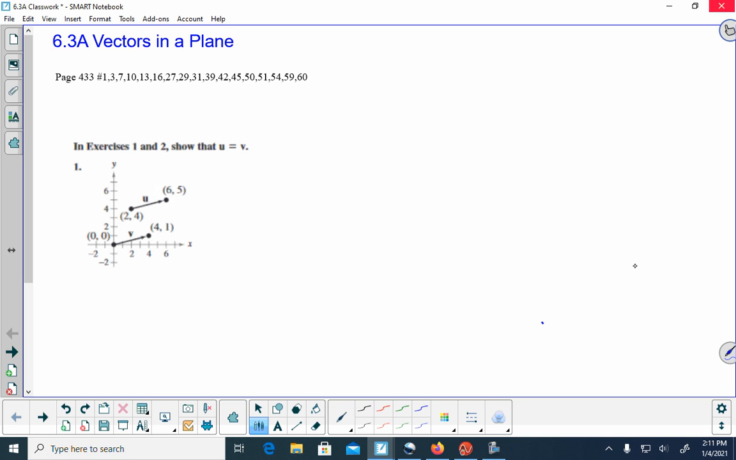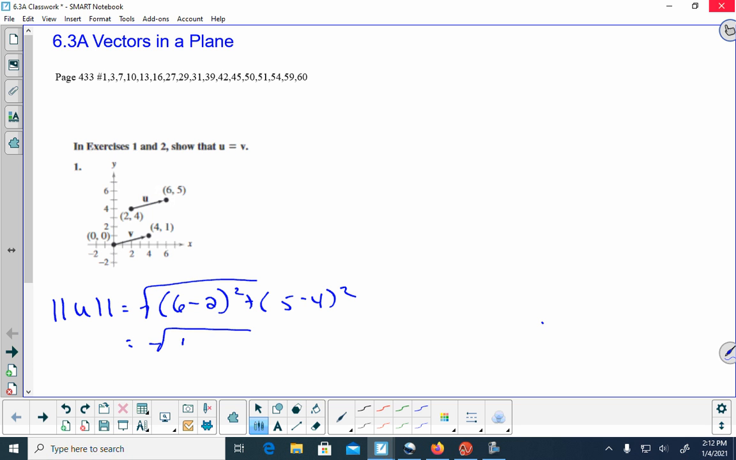And the second thing is they have to be going in the same direction, so the angle has to be the same. So the first thing I'm going to do is check the length or the magnitude of both. So I'm going to find the magnitude of u. Remember to find the magnitude of u, I take the 2 points and I find the difference between the x's. So 6 minus 2 squared plus 5 minus 4 squared. And when I do that, I end up with the square root of 17.